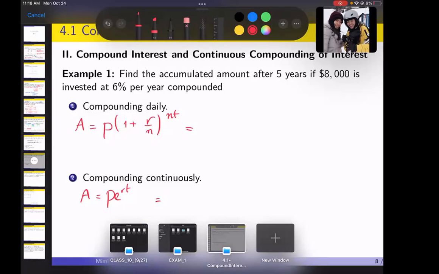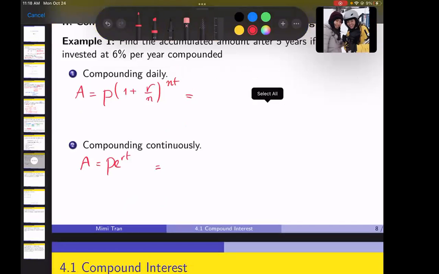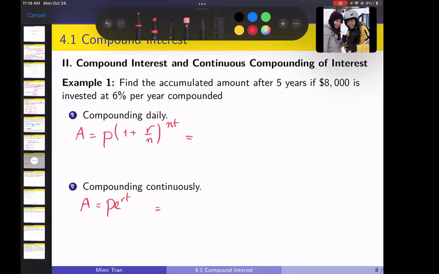Do you have the answer yet? P is 8,000, right? 1 plus R is 0.06. Don't forget to change it to a decimal. N is 365, to the 365 times 5 years.